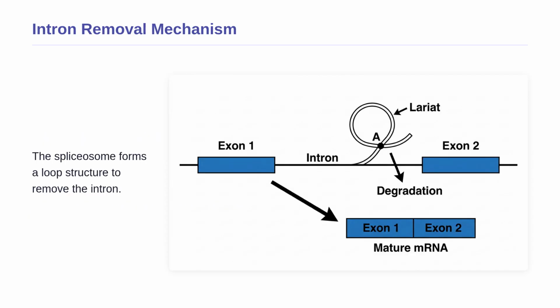Let us visualize exactly how this molecular machine operates. On your screen is a schematic of the splicing process. Notice the blue blocks labeled exon 1 and exon 2. These are the coding regions we want to keep. The thin line between them is the intron. The spliceosome binds to the 5' and 3' splice sites at the edges of the intron. Instead of just chopping it out linearly, the machinery bends the intron, attaching one end to a specific point in the middle, labeled A. This creates a loop structure called a lariat. The lariat is then cut away and degraded by the cell, while exon 1 and exon 2 are ligated or glued together to form the continuous mature mRNA.